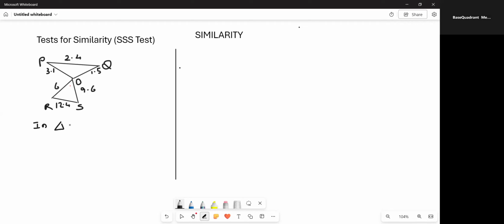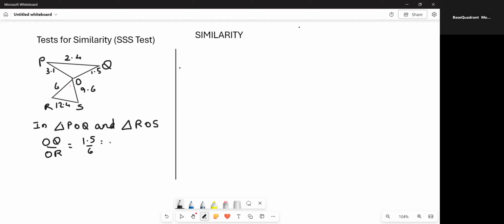In triangle POQ and triangle ROS. Okay. Now, which is the smallest side in the upper triangle? The smallest side is the 1.5, that is OQ. And here in the lower triangle, the smallest side is OR, that is 6. So take the ratios of the sides here. OQ upon OR is 1.5 upon 6.